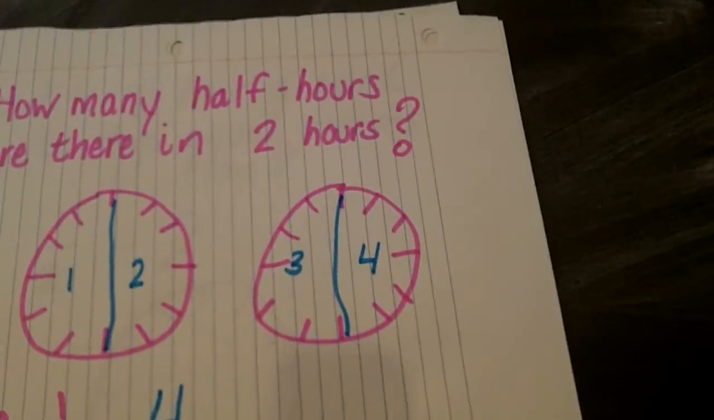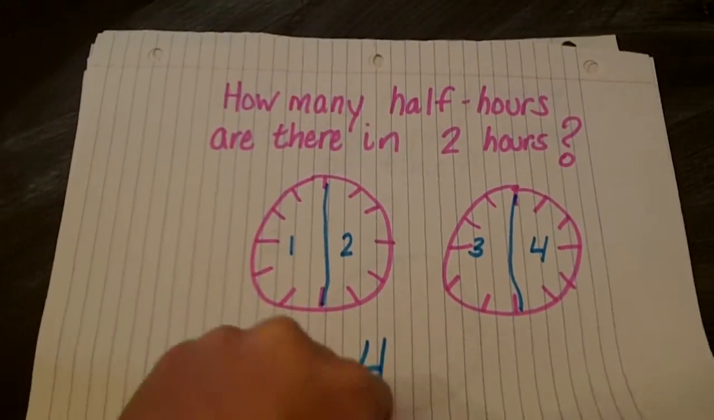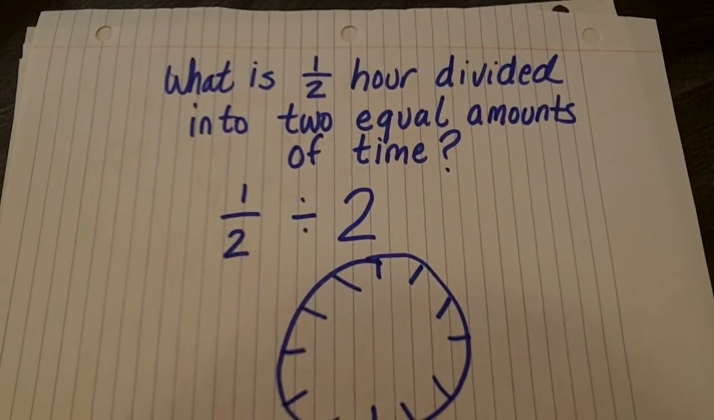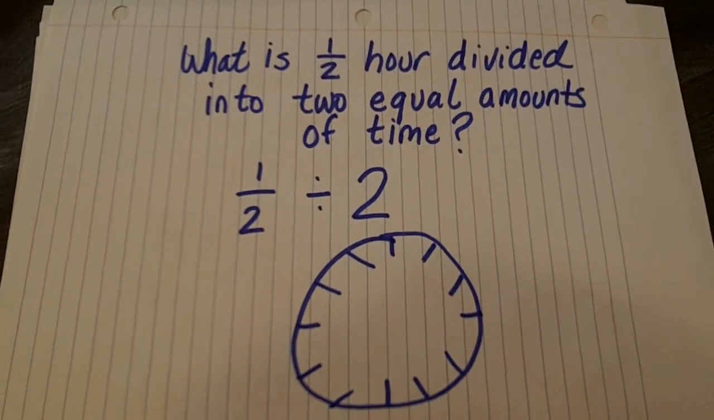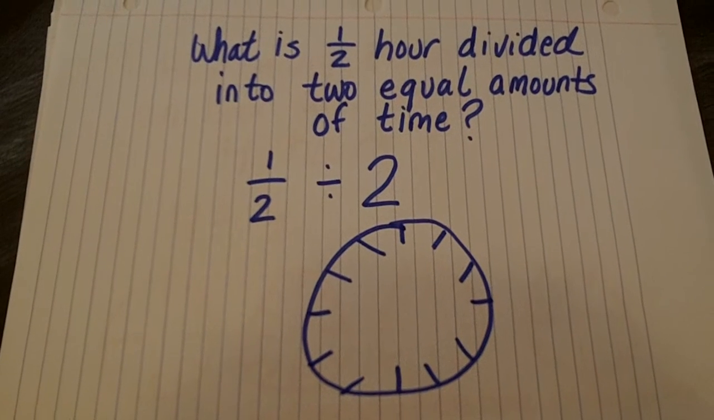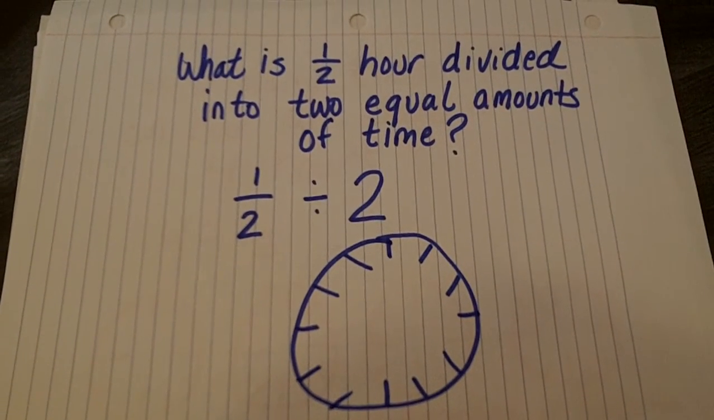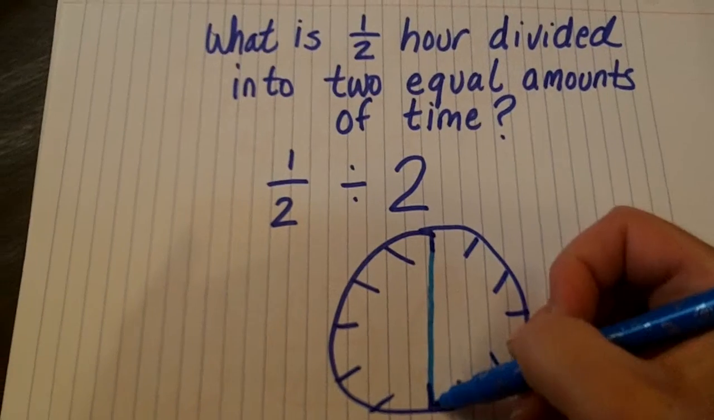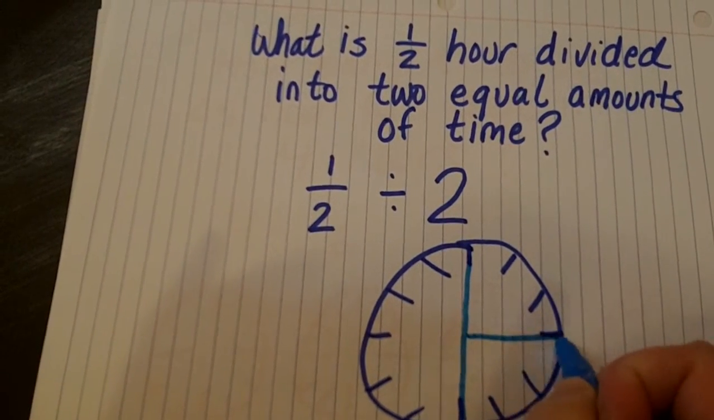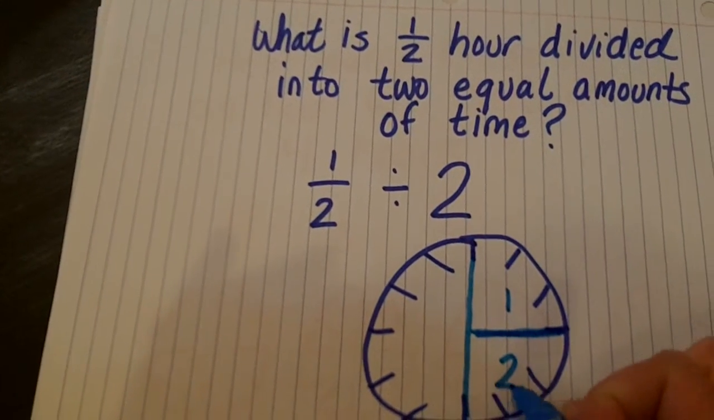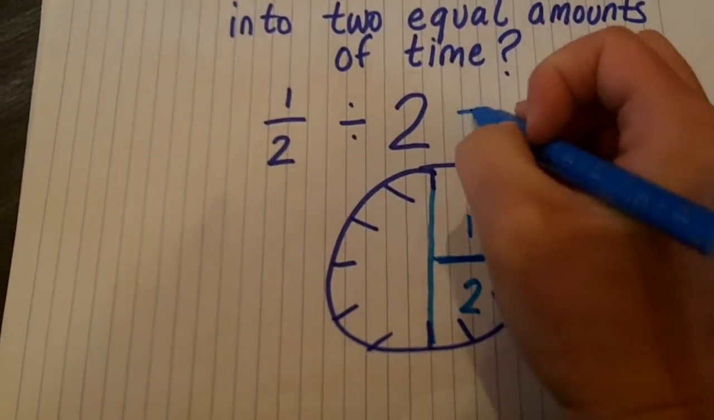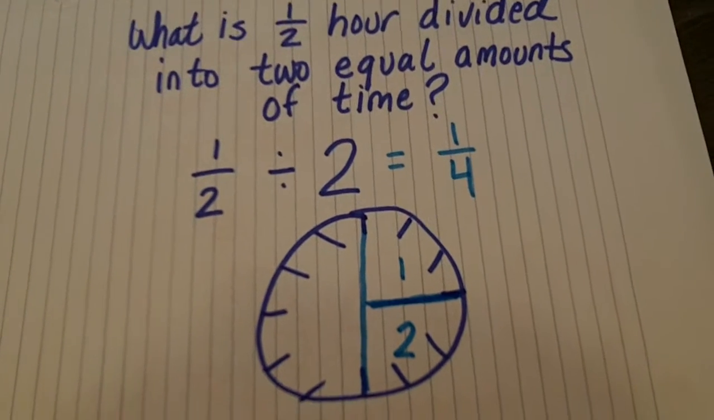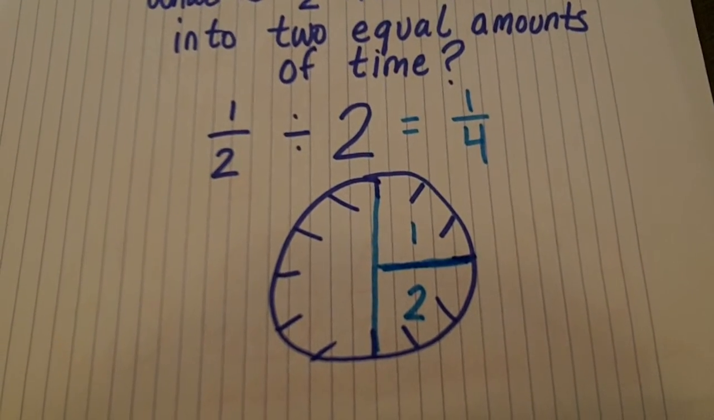All right, so starting slow, let's continue on. What is 1/2 hour divided into 2 equal amounts of time? So we're going to take 1/2 of an hour and we're going to divide it into 2 equal parts of time. And we know, of course, that 2 equal parts of time would give us a fourth. And we're going to stick with fractions because that's, of course, what we're taking a look at with fractions of time.